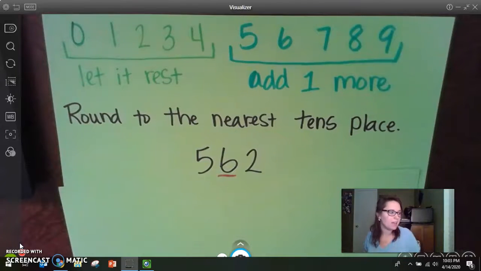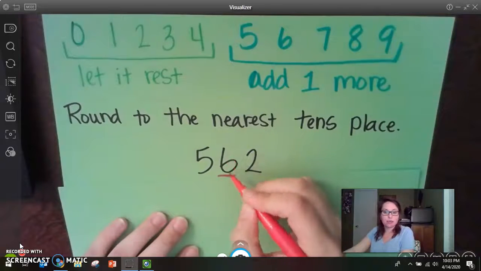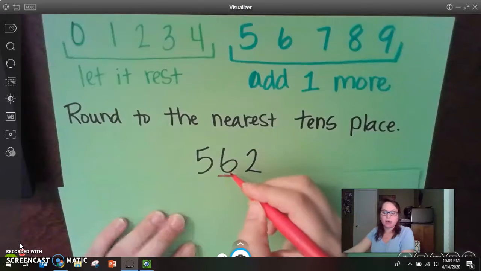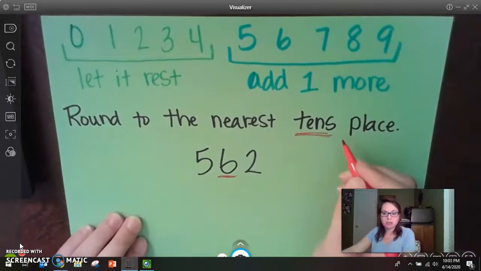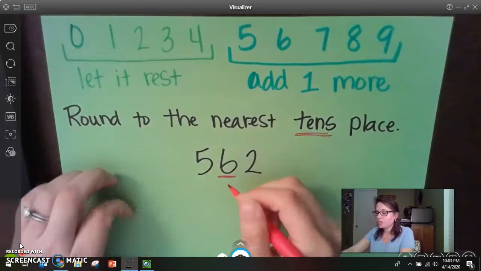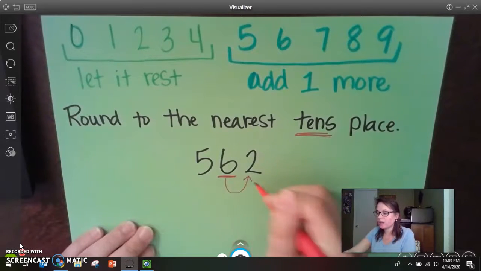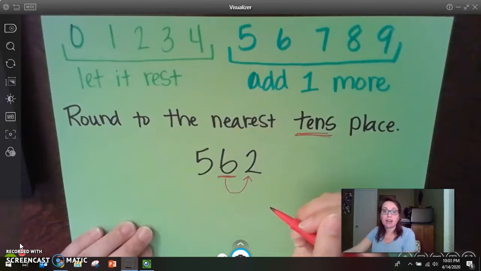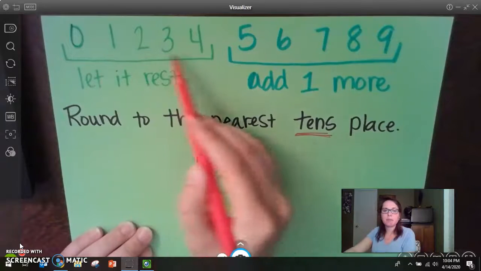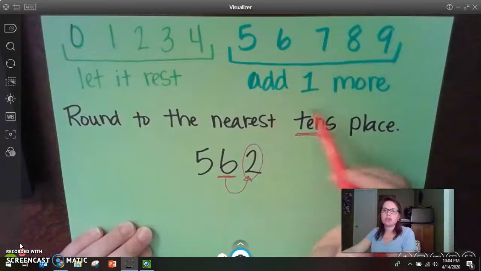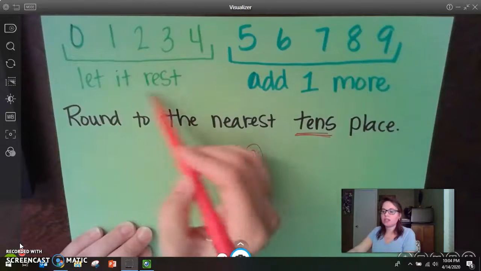So I'm going to underline it. That is the last number that I'm going to keep whenever I'm rounding. So I want this to stay as either a 6 or we might be adding one more, depending on what we do. So I'm looking at the tens place because my instructions say round to the nearest tens place. I'm going to then take a look next door. Next door tells me everything that I need to know about rounding. So this number is a 2. And looking up on my cheat sheet here, is the 2 in the add one more spot or is it in the let it rest?